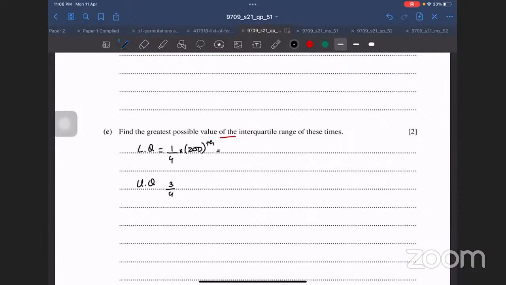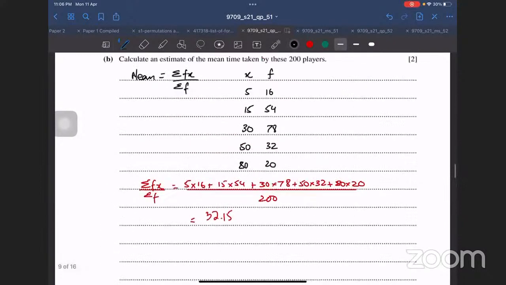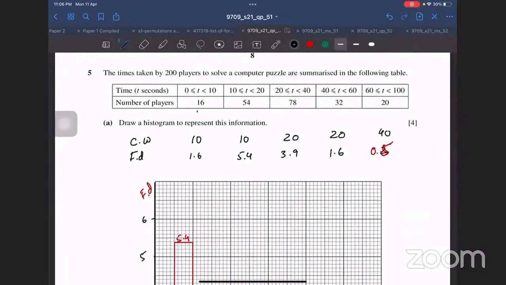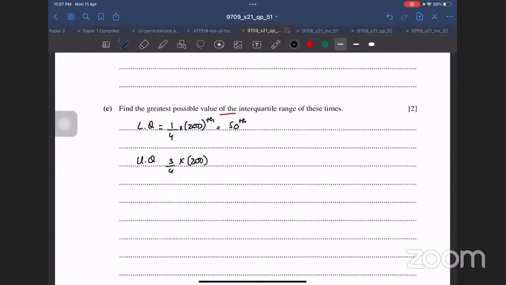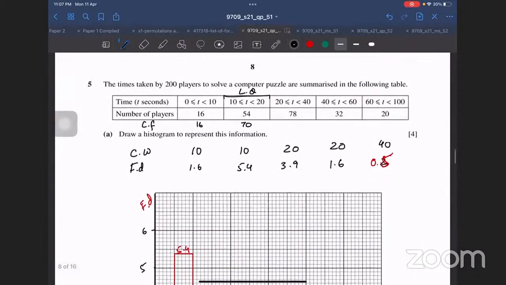I'm going to say that where does the 50th observation lie? The 50th observation lies at 16. Let's draw the cumulative frequency. And this becomes 70. So this is the class for the lower quartile. Then for the upper quartile, I need 3/4 of 200. That is 150th. Okay, so that one is the upper quartile.